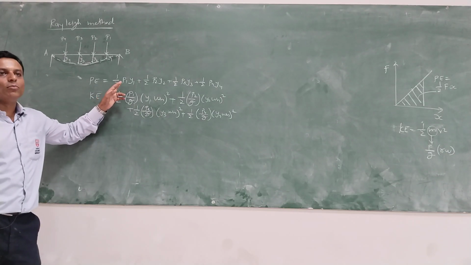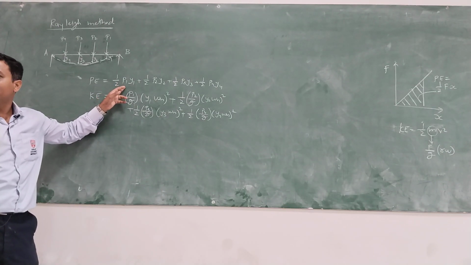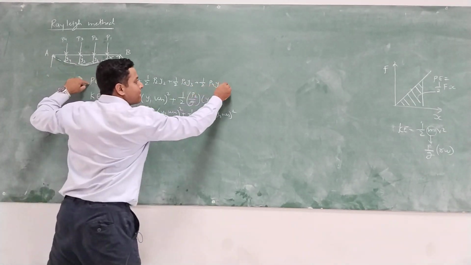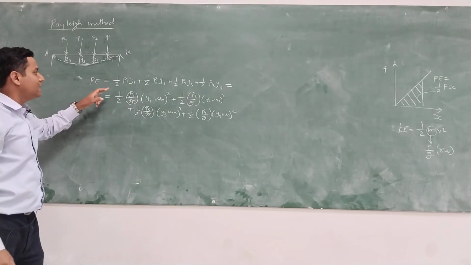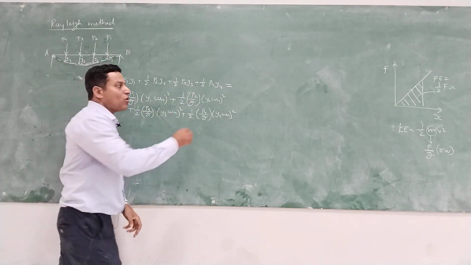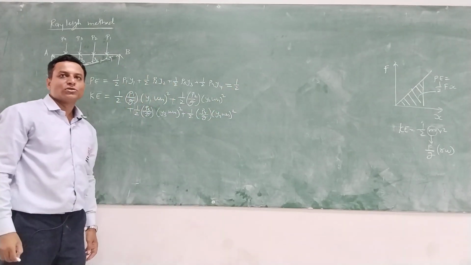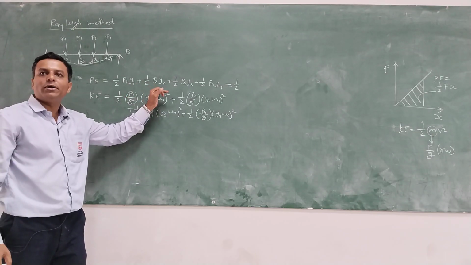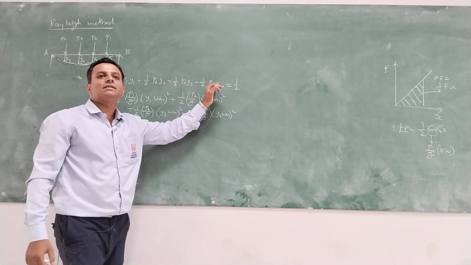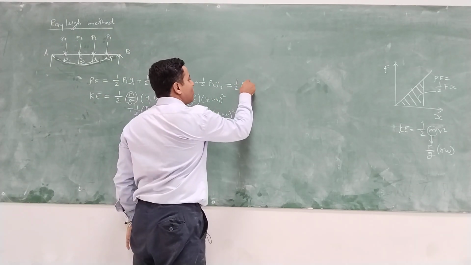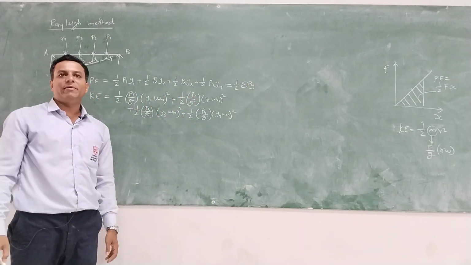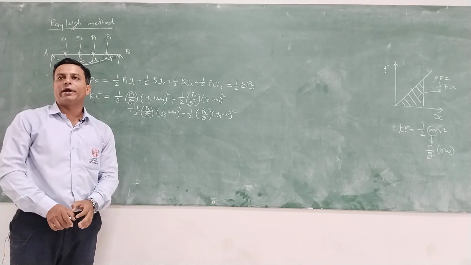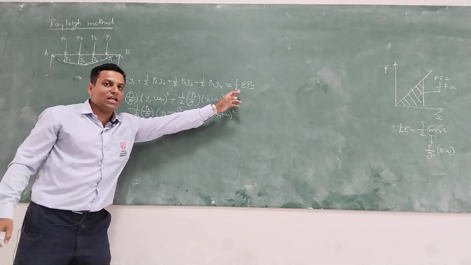Now I am going to modify the equation. So first I'll modify this equation. See here, 1/2 is common. So the remaining term is P1y1 plus P2y2 plus P3y3 plus P4y4. So it is summation of Py. P means force and y is the static displacement under that particular point load. So this is potential energy.